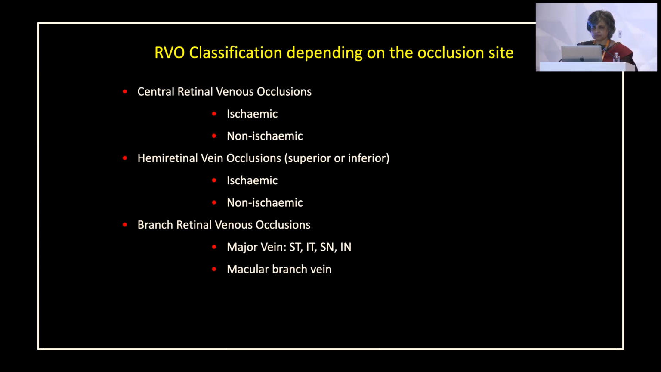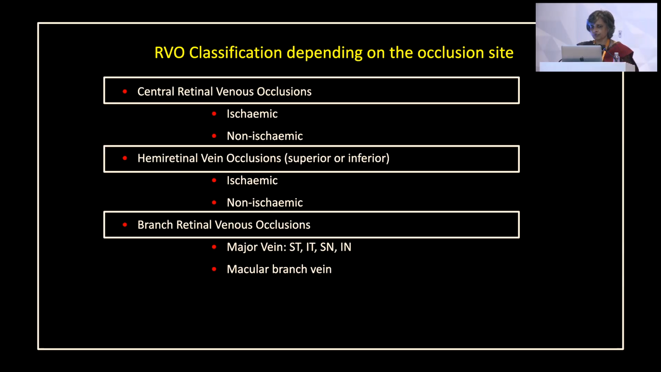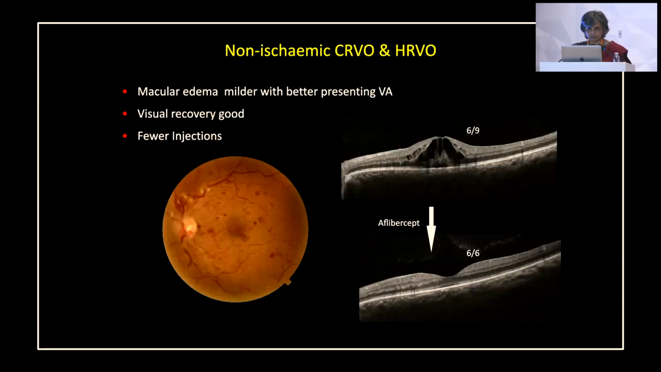by the disc edema. Now, retinal vein occlusions can be classified based on their location as central and hemiretinal, superior or inferior, or one of the branch retinal vein occlusions. The central and hemi can be ischemic or non-ischemic, and the branch can be major or macular branch vein occlusions. One of the most common is the non-ischemic CRVO and HRVO.